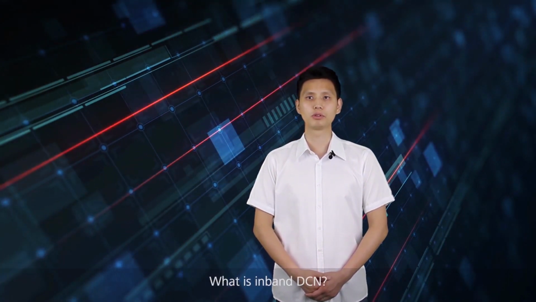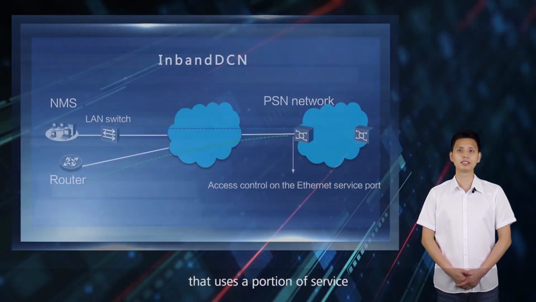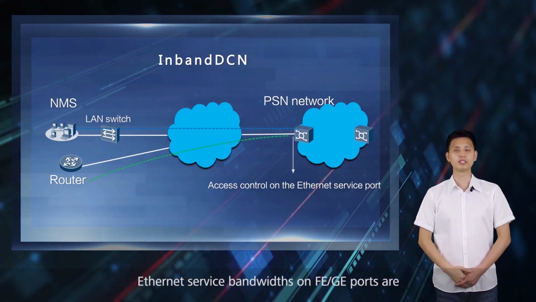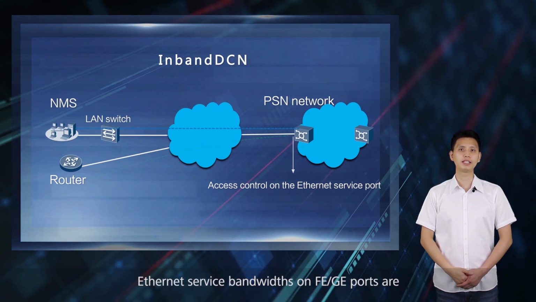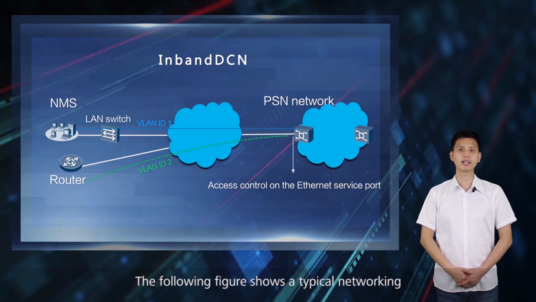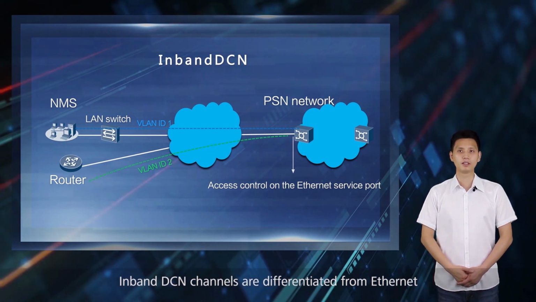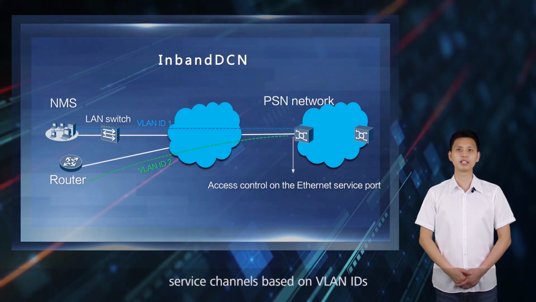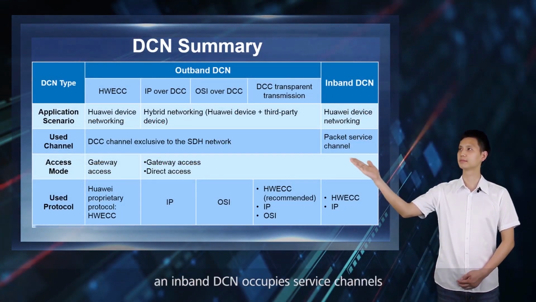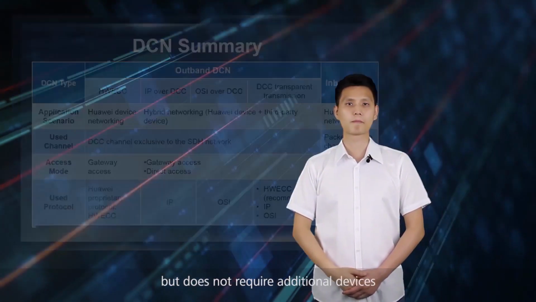What is in-band DCN? In-band DCN is a DCN networking mode that uses a portion of service bandwidths for data communication. Ethernet service bandwidths on FE/GE ports are used to transmit network management information. The following figure shows a typical networking mode of the in-band DCN solution. In-band DCN channels are differentiated from Ethernet service channels based on VLAN IDs. Compared with the outband DCN, an in-band DCN occupies service channels but does not require additional devices.